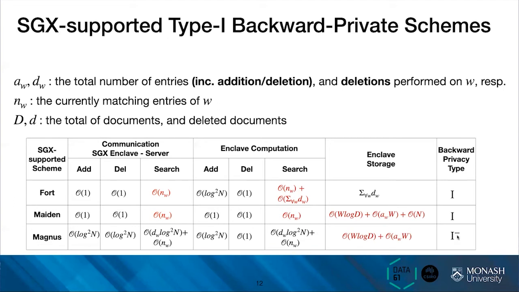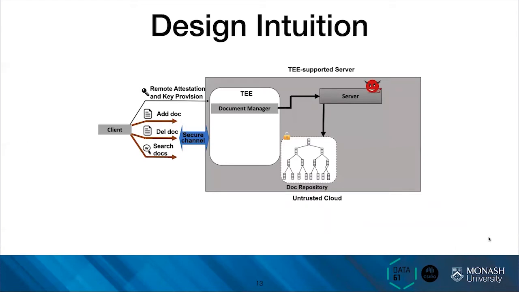And also, because we reviewed the access, the number of all levels of RAM access to the untrusted server, it downgraded the security to only type 1-. So here I will give a design intuition of our scheme.